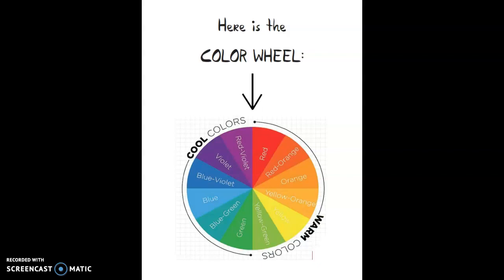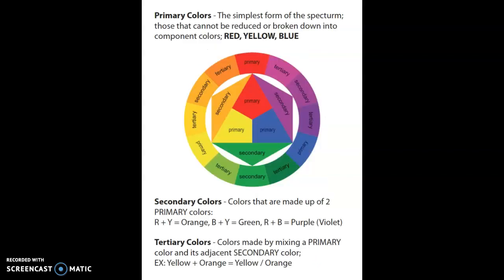We've got the cool colors on the left and the warm colors on the right. And let's kind of break these colors down a little bit. Everyone should already know you've got 3 primary colors, and these are red, yellow, blue. The definition of the primary colors is that they are the simplest form of the spectrum. They cannot be created using any other colors.